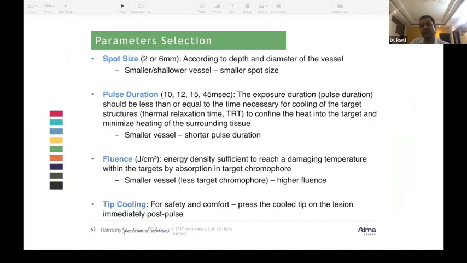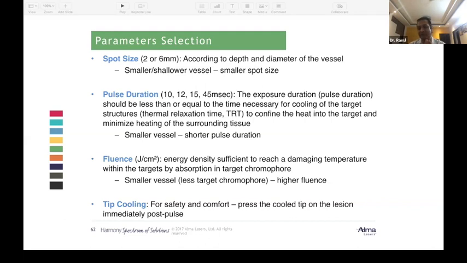So this is a very important last slide. As I told you, the spot size is very important depending upon the diameter and the depth. So smaller vessels, smaller spot size. Pulse duration, we have already discussed. Fluence, we already discussed. Now, fluence is very important. Smaller the vessel, higher the fluence, higher the energy we have to use. The reason for that is because if you have a smaller vessel, you have less hemoglobin there.